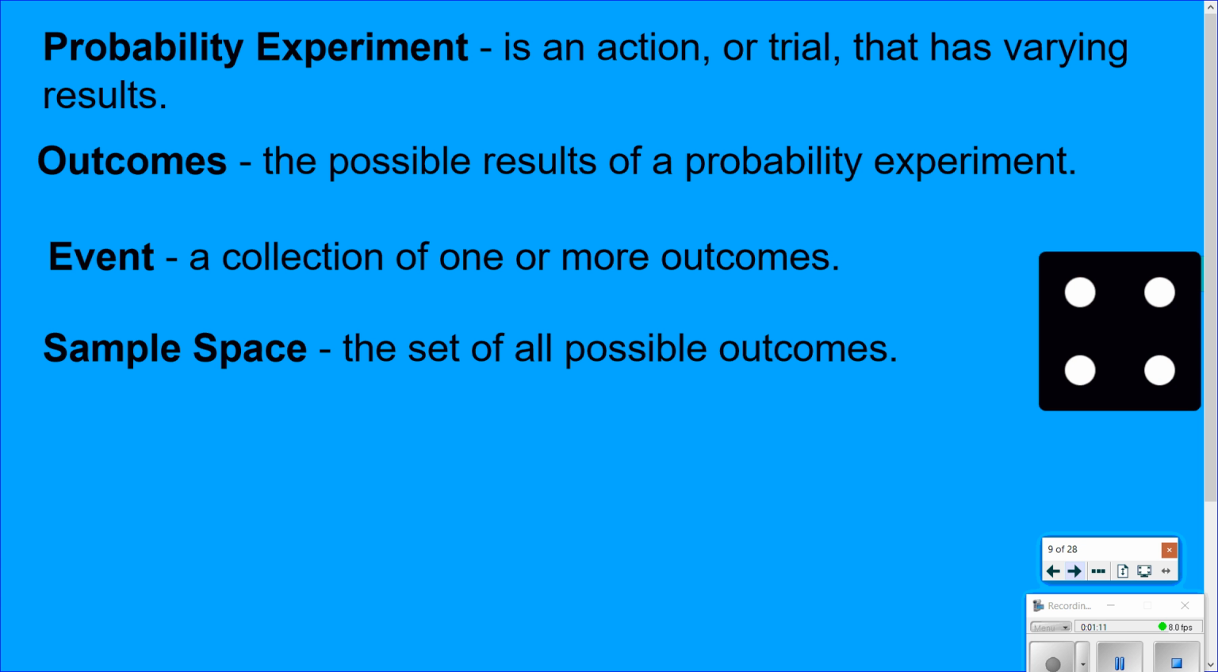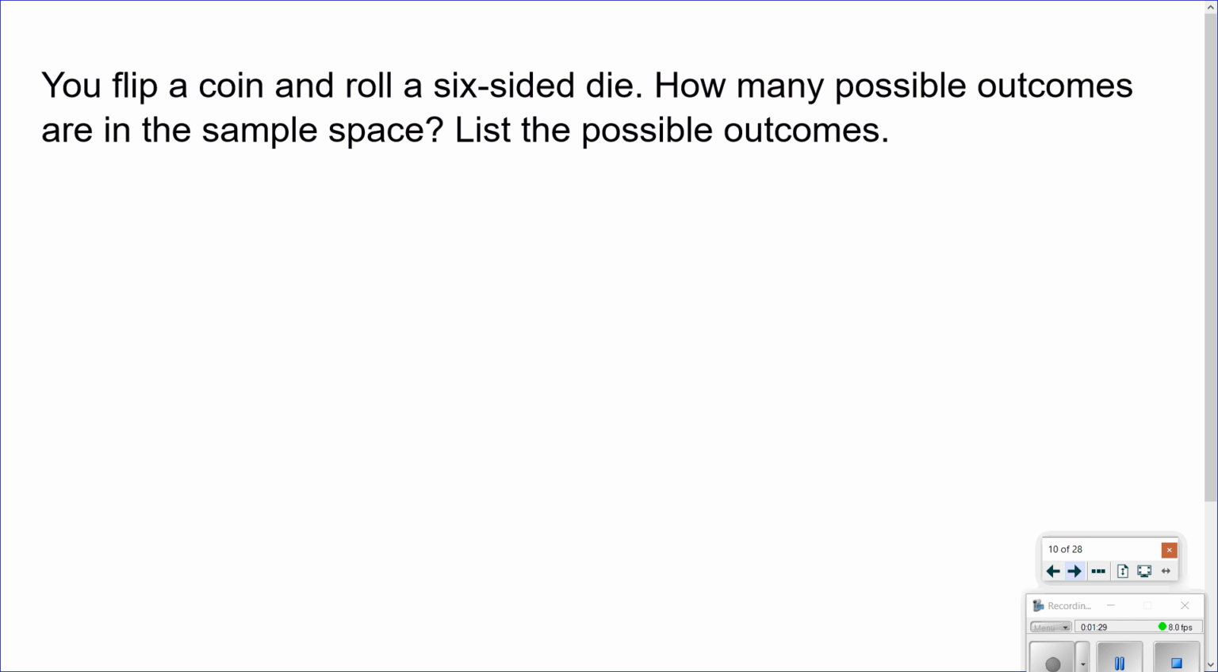Okay, sample space, this is our learning goal, right? So find a sample space. Sample space is the set of all possible outcomes. So if we're rolling that dice, my sample space would be every possible outcome I could get. So I could get a 1, 2, 3, 4, 5, or a 6. Those are my possible outcomes.